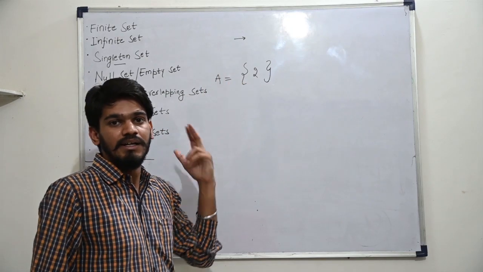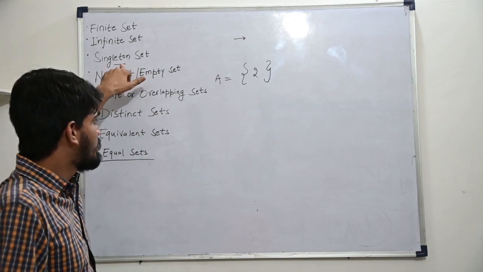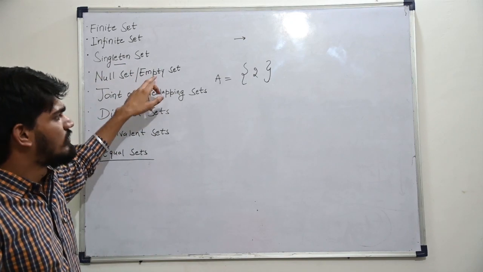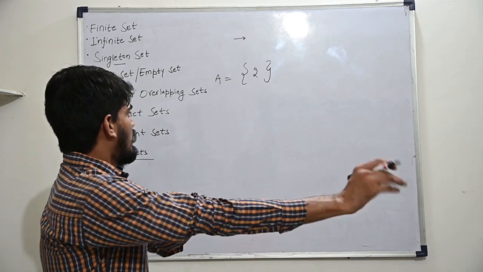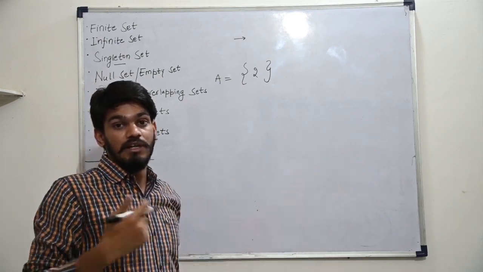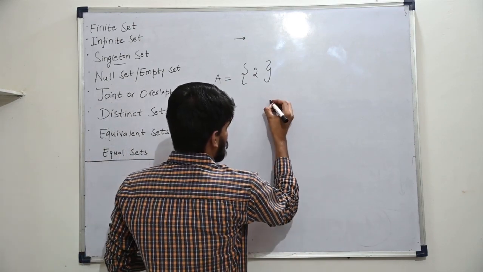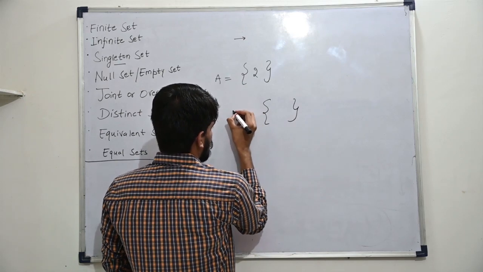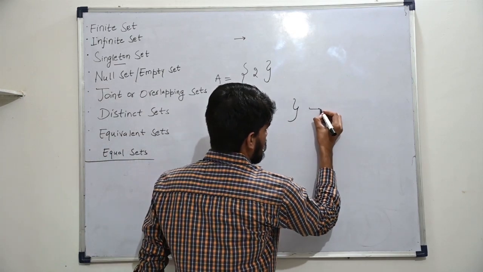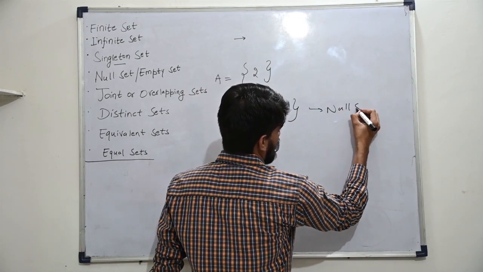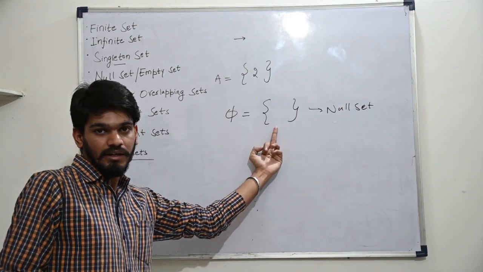Only 2 is an element, that will be a singleton set, when the number of elements is 1. Null set or empty set is when the number of elements is 0, like no elements. And you must be thinking, where will we find these kinds of sets? So first of all, how are we going to represent it? Let's see. You can represent it with ϕ and you will write it like this. That will be the null set or empty set. We can see that there is no element in it.